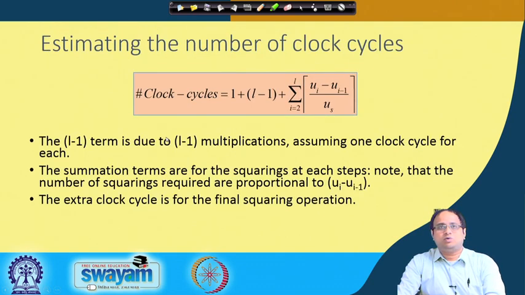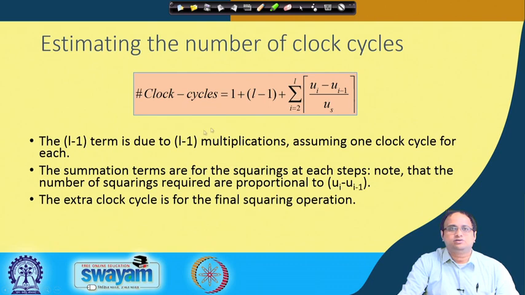Now, we can estimate the number of clock cycles required here. This expression shows the number of clock cycles, and you can see that there are 3 components. The L minus 1 term is due to L minus 1 multiplications which you are doing, and if you employ a combinational circuit like the Karatsuba multiplier that we saw in the last class, for every multiplication you are expending 1 clock cycle. So, you are doing L minus 1 clock cycles.